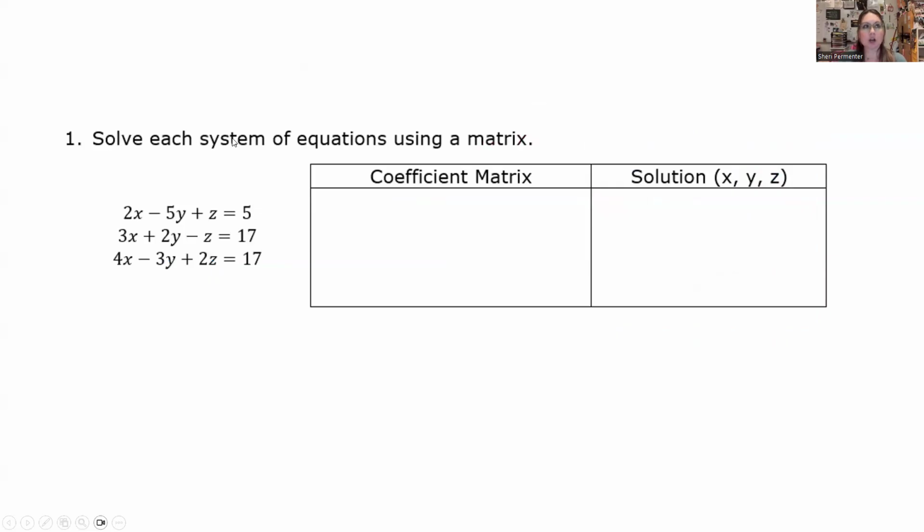So the next question says solve each system using a matrix. You have a couple questions on the back that you have to show me work for. The first thing I ask for is the coefficient matrix. Let me make this very clear. There are no variables inside the coefficient matrix. The only thing you put there is the number. That's it. There is no equal sign. If you want to draw a line representing the equal sign, that is fine, but no equal signs go in the coefficient matrix.